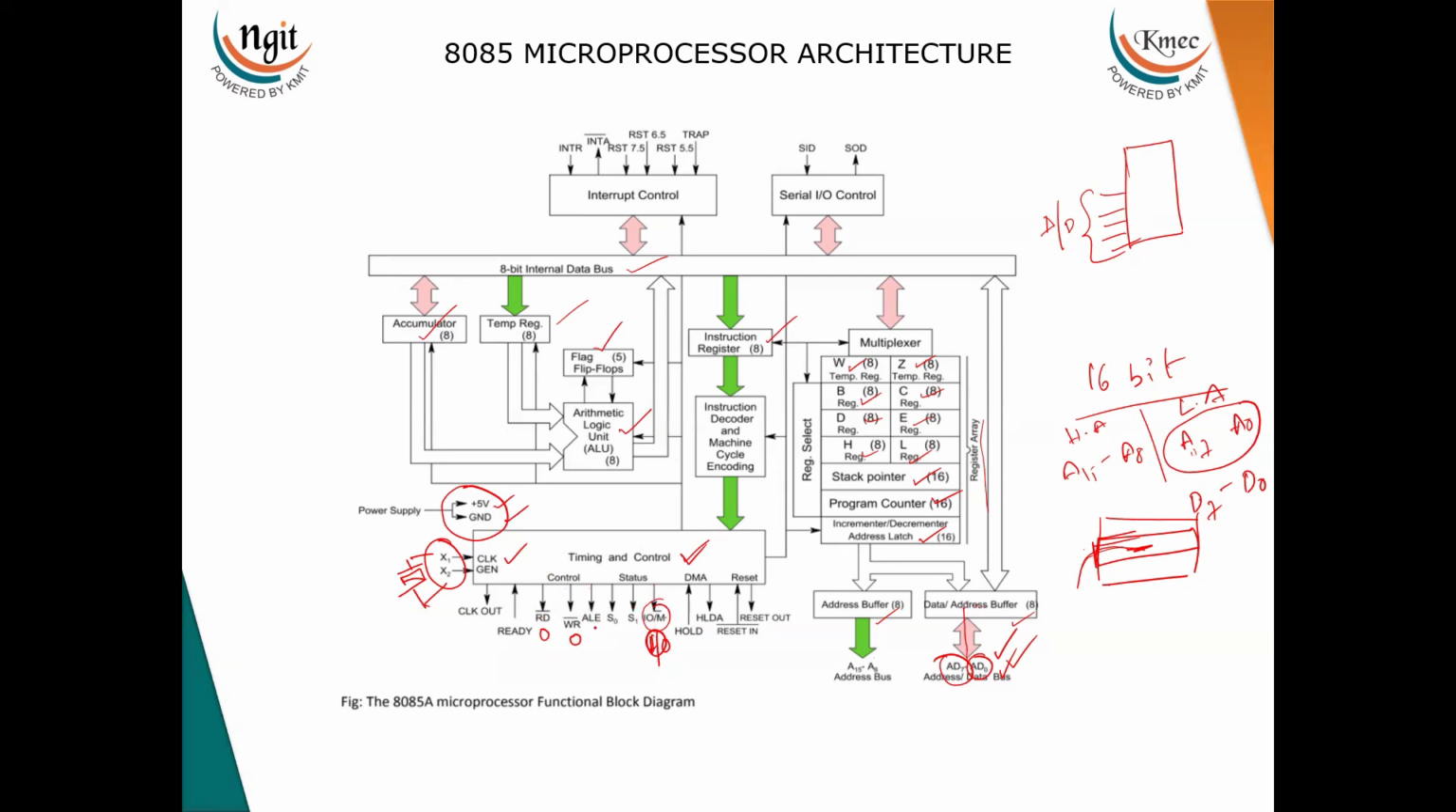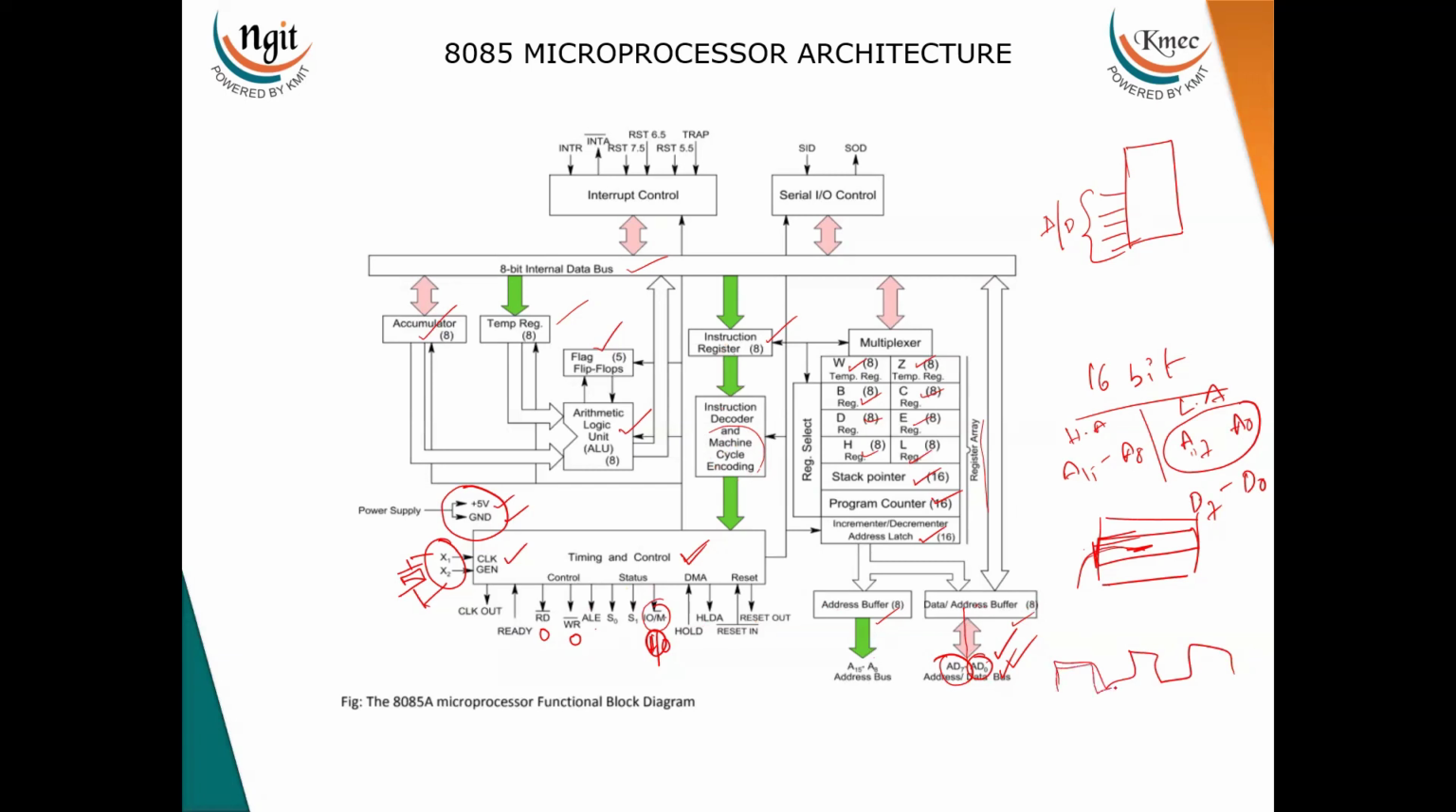ALE is address latch enable. Just now I explained that the lower order address bits are multiplexed with the data. After decoding, it will generate the machine cycle. A machine cycle is nothing but the clock pulses generated to do the operations: fetching, reading, writing.